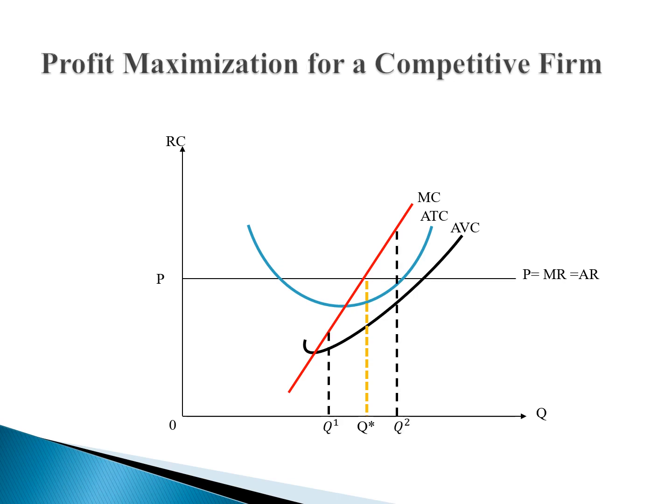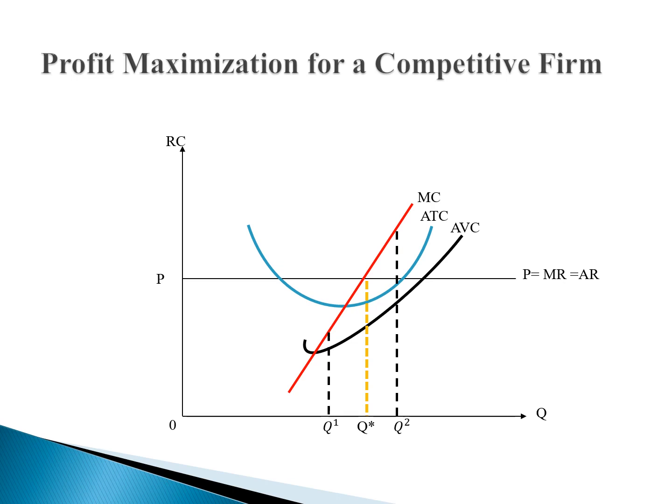Now let's say we take two other points on the MC curve. This is point number 1 where we can see output Q1. This is point number 2 where we can see output Q2. Now let's compare them with Q star. Q star is the point where marginal cost is exactly equal to marginal revenue, and as a result the firm does not need to sell or produce any extra unit. That is the highest amount of profit a firm can earn with the level of quantity it is producing.